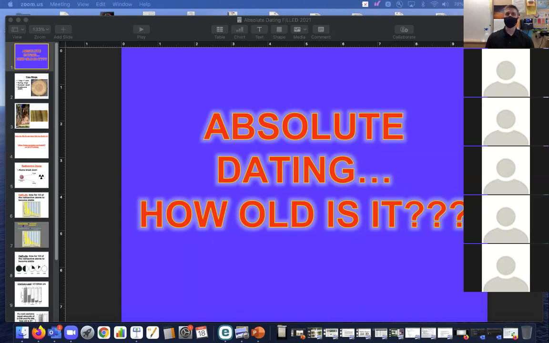If you want numbers, if that's what you're looking for, you need to look into various techniques of absolute dating, where absolute dating has numbers. So that's where you're going to get ages, how old is something, that sort of thing. And there are different ways that you can do that.